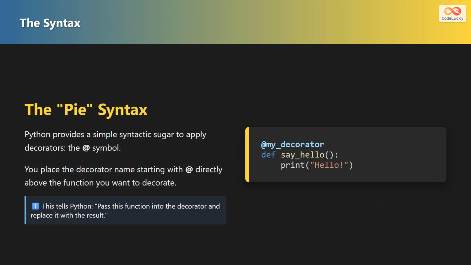You have likely seen this symbol before. The @ symbol. This is what we call Pie syntax. To apply a decorator, you simply place the decorator's name, preceded by the @ symbol, directly above the function definition. It is clean, readable, and tells Python to apply a transformation to the function below it.